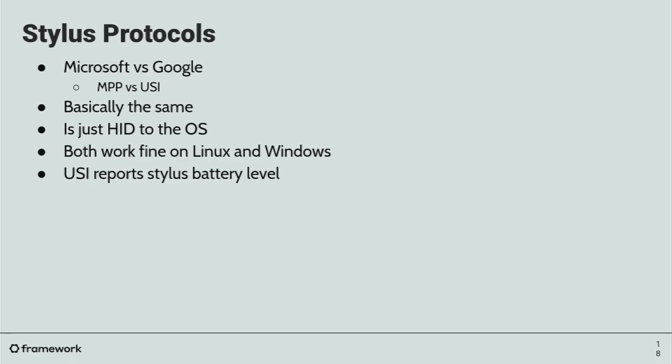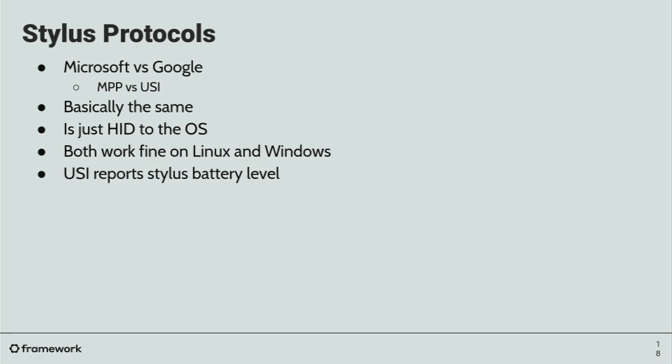For touchscreen, there's not really much to say about the finger touching. It just works. For the stylus, we're going to ship a stylus, and the main protocols are MPP from Microsoft and USI from Google. They are basically the same. In the beginning, we thought that maybe only Microsoft works on Windows and USI on Linux, but in the end it's just an HID device, so it looks the same to the OS. The OS doesn't even know anything about the underlying protocol. So just like everything else, in the beginning everything looked scary, but it just works.